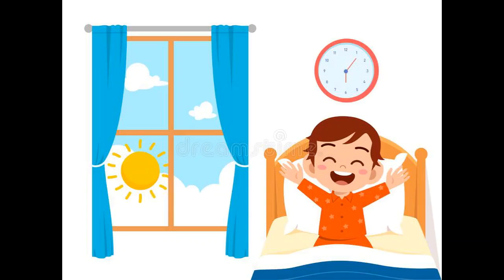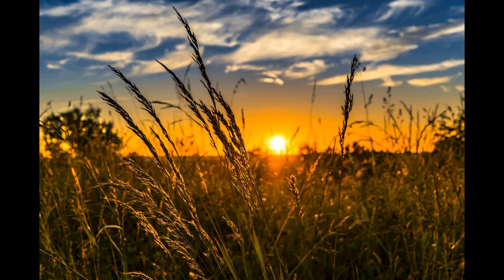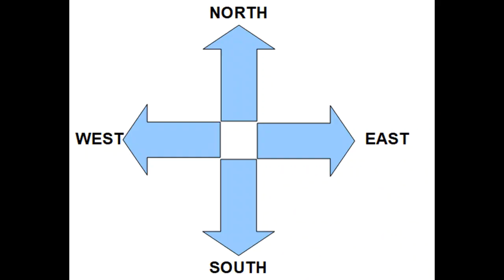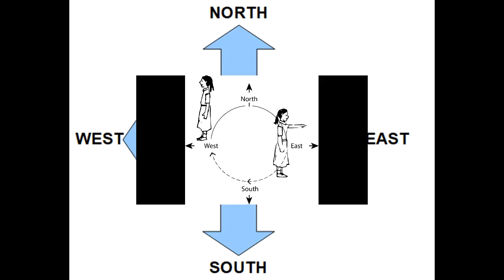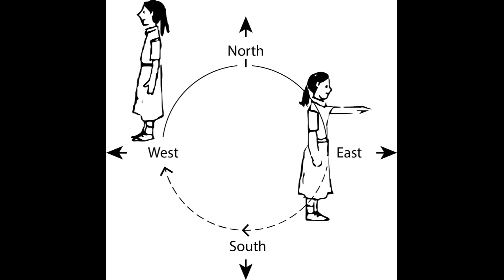Slaters, if you want to locate the directions, all you need to do is wake up early in the morning and check where the sun is rising from. Now you have located the east direction. We know that the west direction is opposite to the east direction. So if you are facing east, then your back will be to the west.